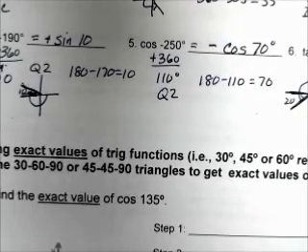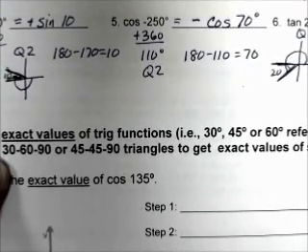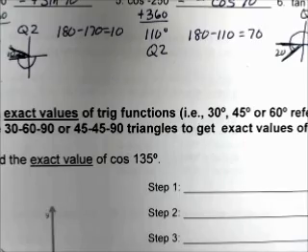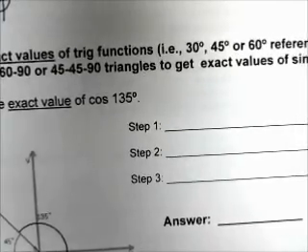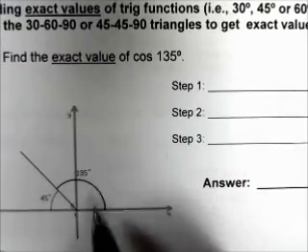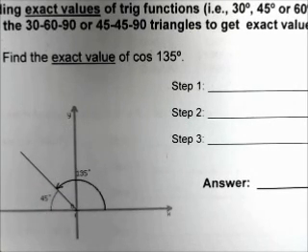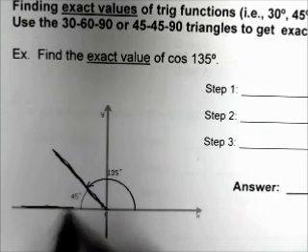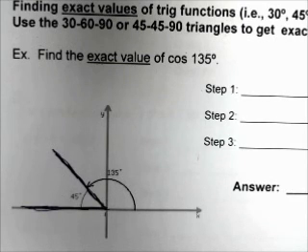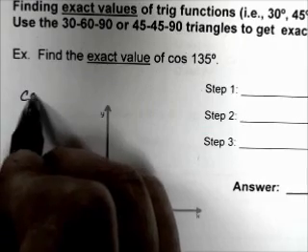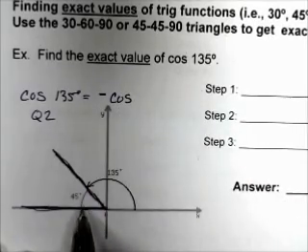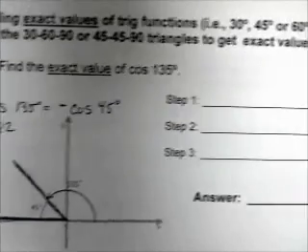Okay, next, finding exact values of trig functions. Again, whenever you see exact values, then you're going back to your special right triangles. Use 30, 60, 90 or 45, 45, 90 triangles to get exact values of sine, cosine, and tangent. To find the exact value of the cosine of 135 degrees, we already have a 135 degree angle drawn for us here. And the terminal side is this. And we find the reference angle, which happens to be done for us already. So the cosine of 135 degrees is going to equal, we are in quadrant 2, where cosine is negative, so it equals negative cosine of our reference angle, 45 degrees.